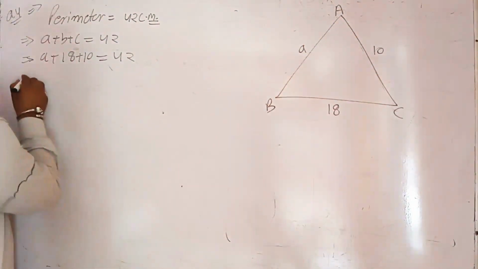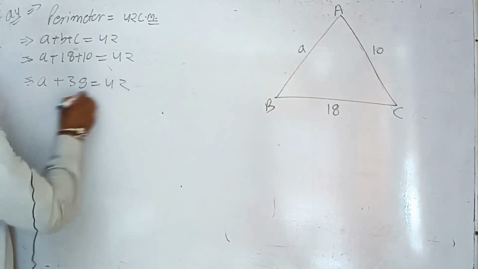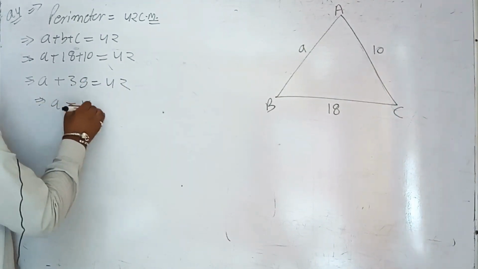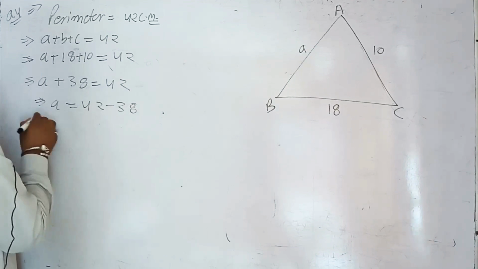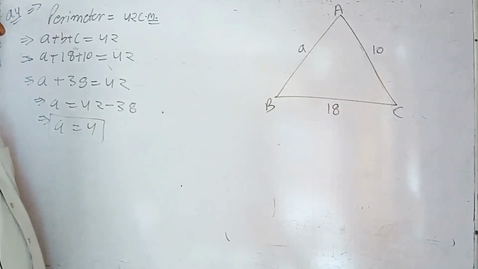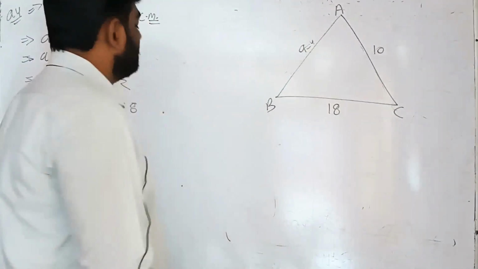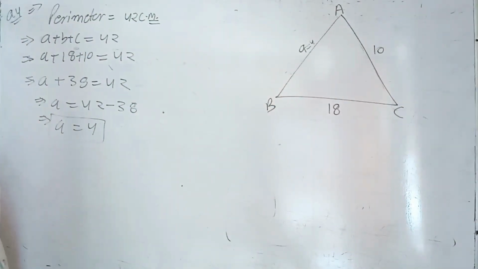So here A plus 28 equals 42. So A equals 42 minus 28, that is A equals 14 centimeters. So now you can easily find the area of the triangle.